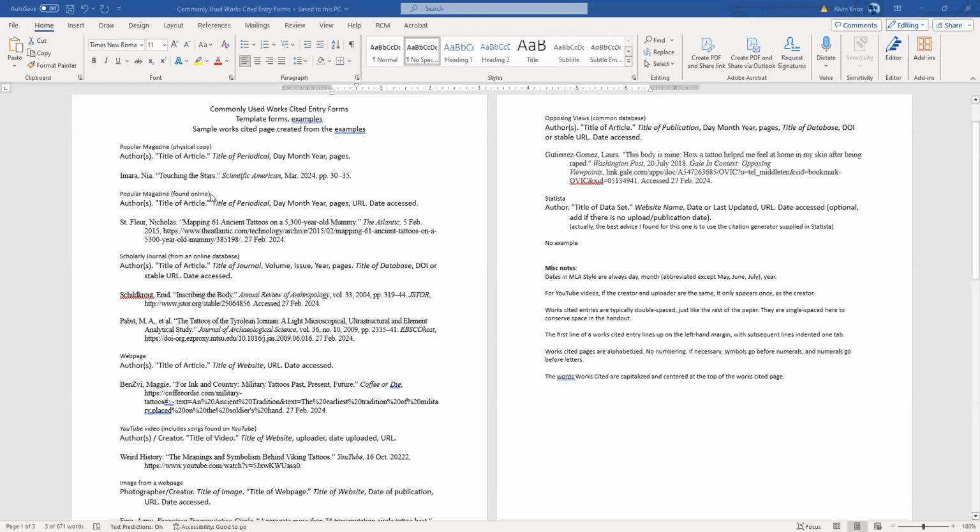Then a popular magazine found online, and this is indeed the way that most of us are going to find this material. Again, whenever possible, you start with the author. I actually probably should have found an example where there was no author, but I didn't. Okay. Title of the article, title of the periodical, in this case, the Atlantic magazine. This did have a day, month, and year. There were no page numbers for this. I'm going to stop the screen share and go to this article, actually.